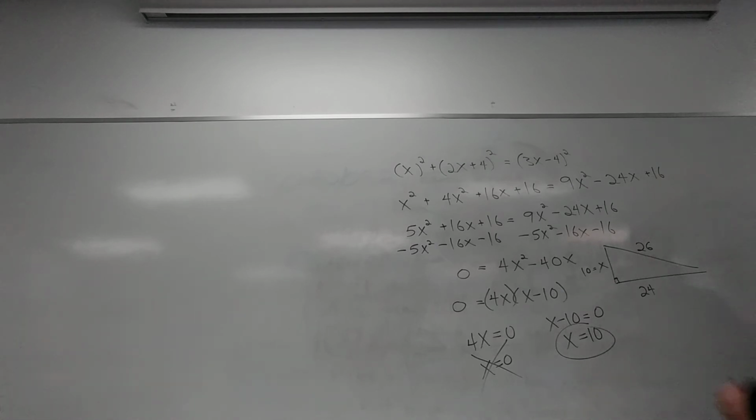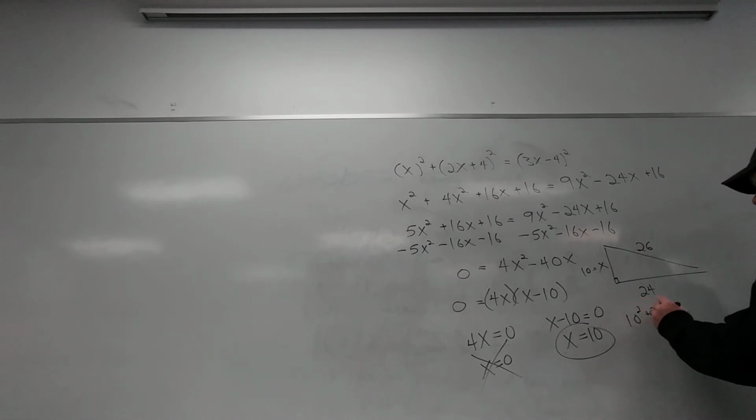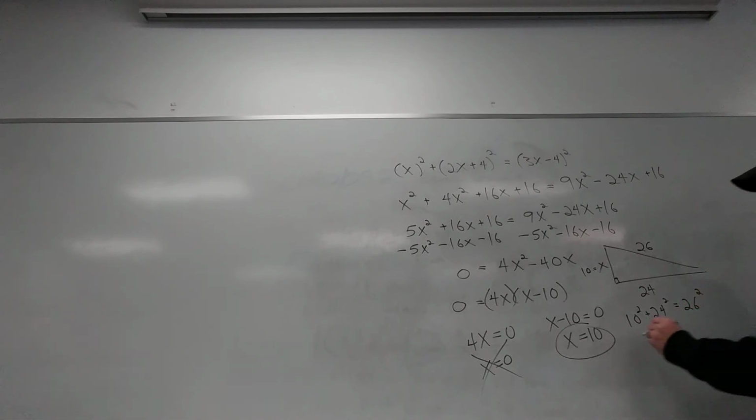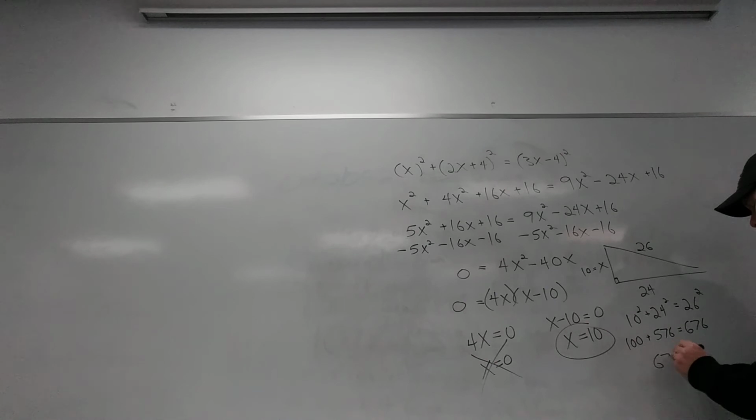And we can check them really quick. 10 squared plus 24 squared is supposed to be 26 squared. Well, that's 100. That is 576. And that is 676. And sure enough, they are equal to each other.